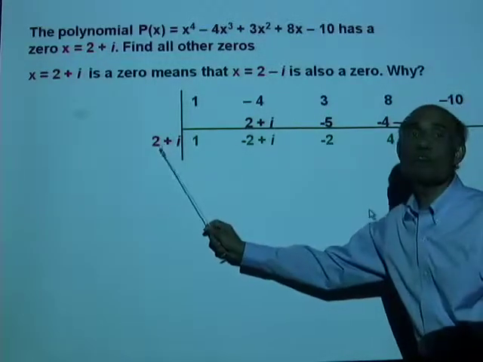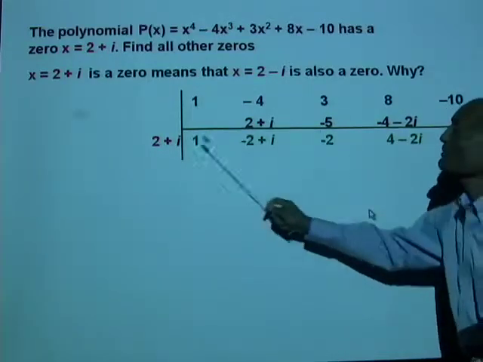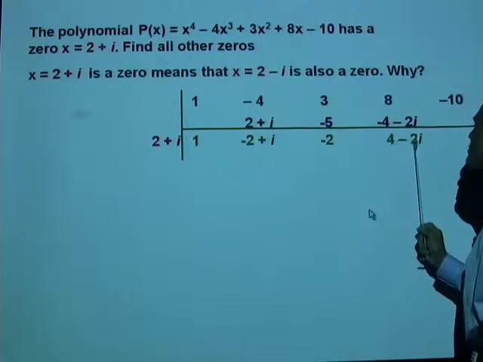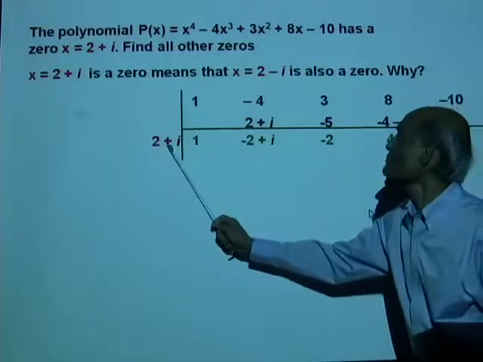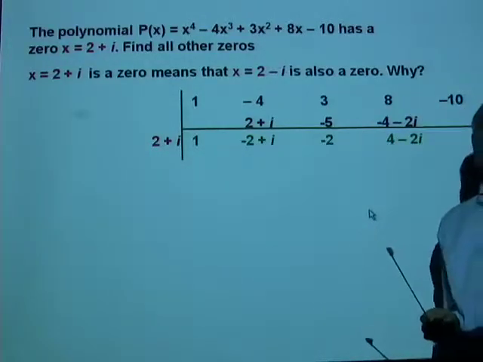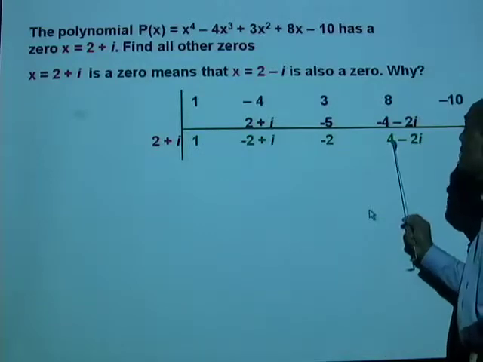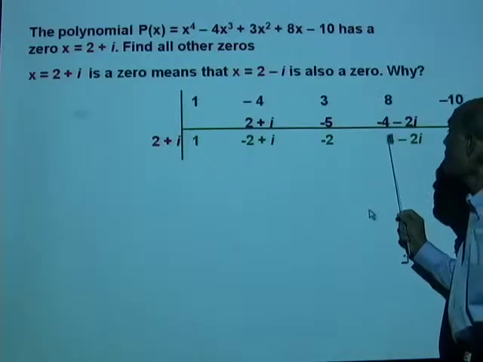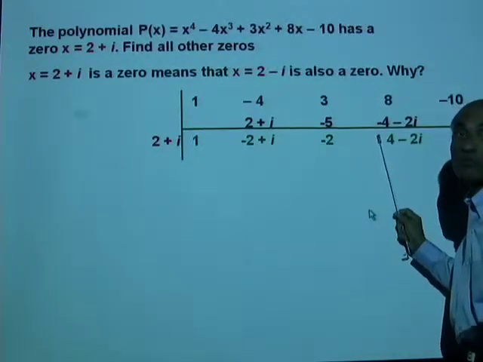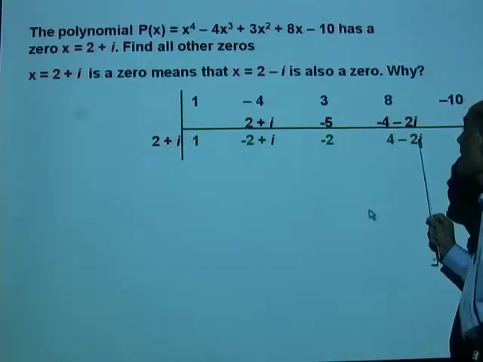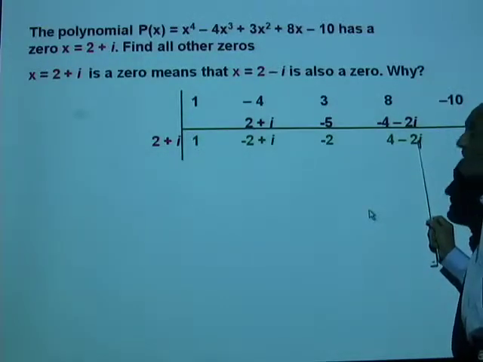Alright, I'm going to leave it for you to do this multiplication: 4 minus 2i times 2 plus i. Actually, there is a simple way to do that. The simple way is, 4 minus 2i, you can factor out a 2. It will be 2 times 2 minus i. Is that right?